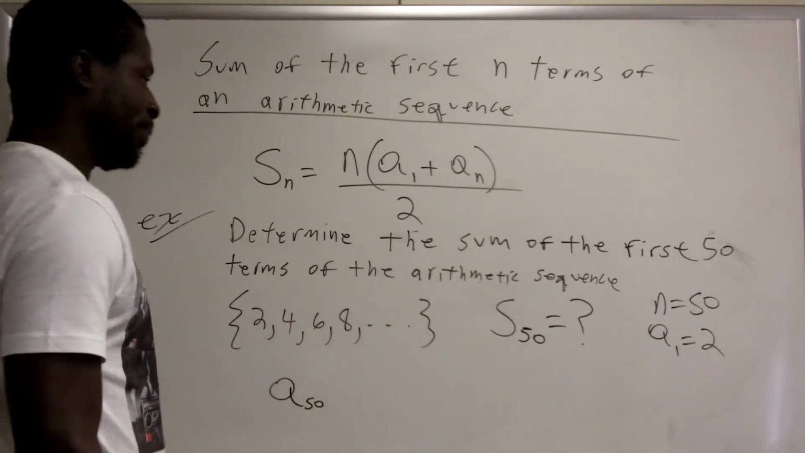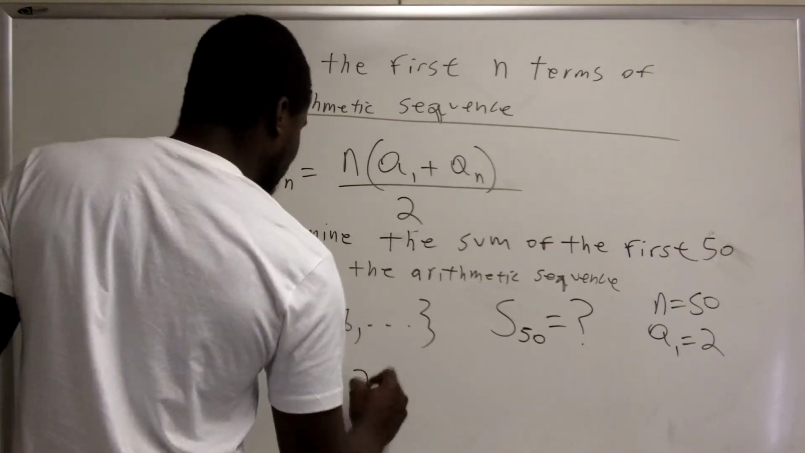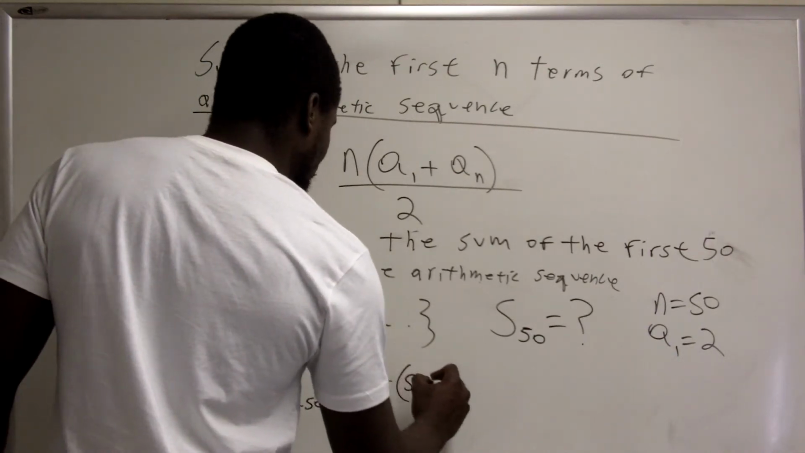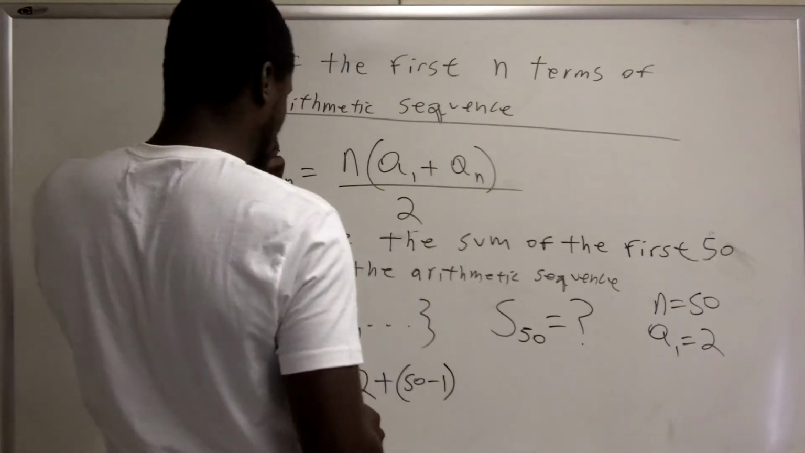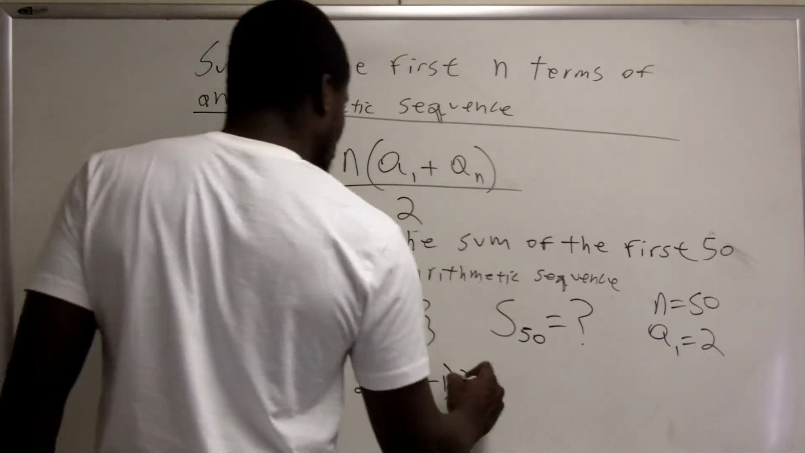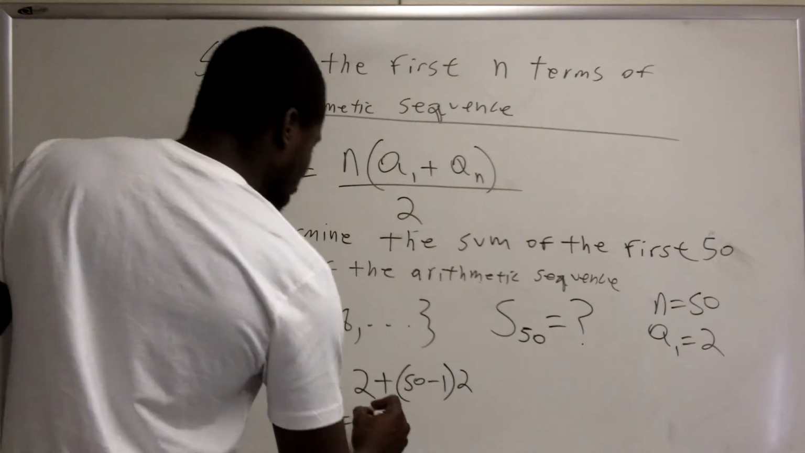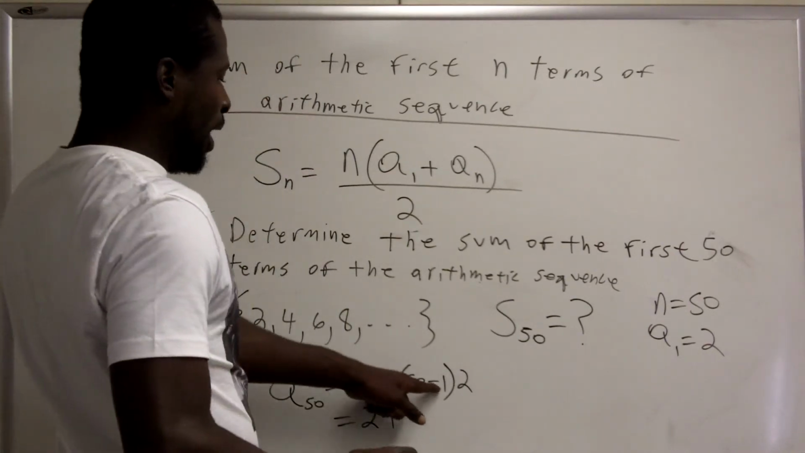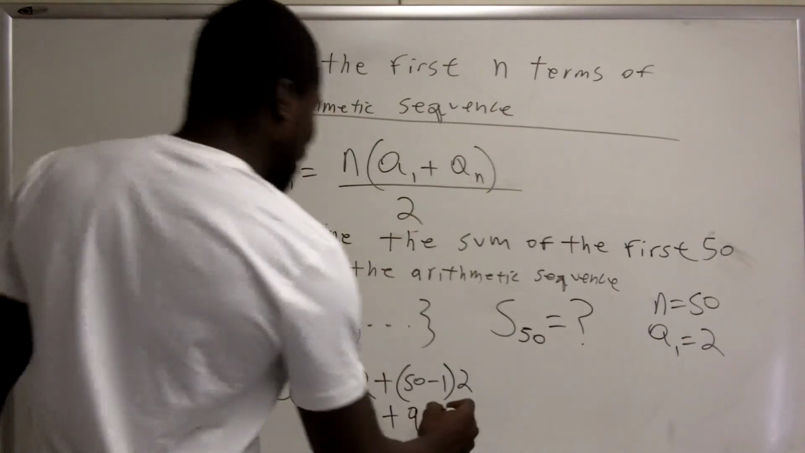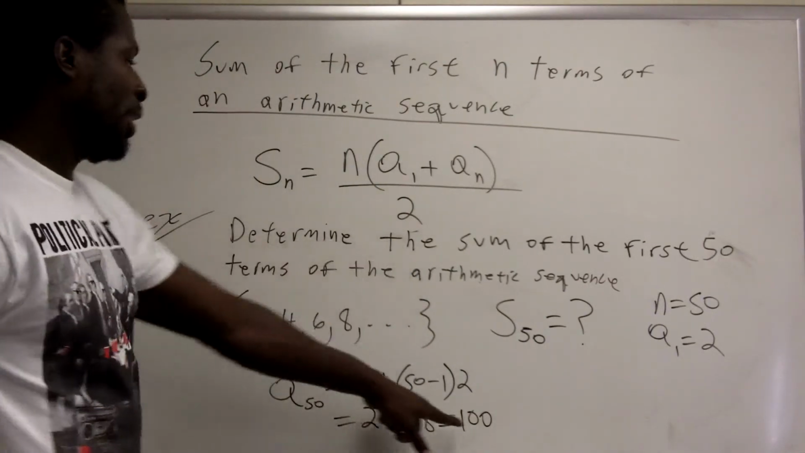An is a50. And a50, the 50th term, is actually equal to a1, which is the first term, plus n minus 1, which is 50 minus 1, 49, multiplied by the common difference. And the common difference is 2 in this case. So I get that this is equal to 2 plus 49 times 2. 49 times 2 is 98. So I get 2 plus 98, which is 100. So the 50th term of this sequence is the number 100.